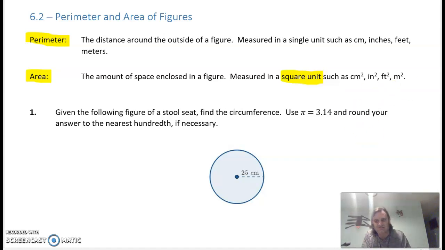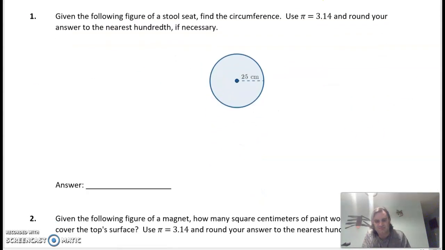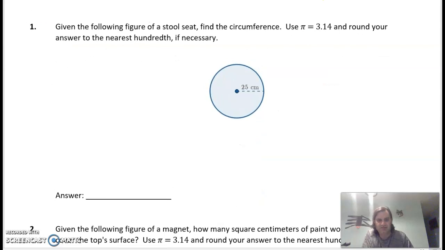So let's jump down to a couple of problems. First, we're going to work with circles. It says, given the following figure of a stool seat, like a bar stool, find the circumference. Keep in mind that if you're not familiar with the word, circumference means the same thing as perimeter.